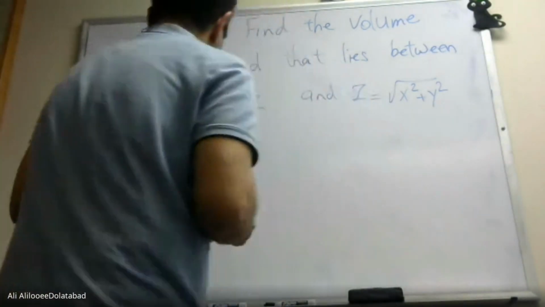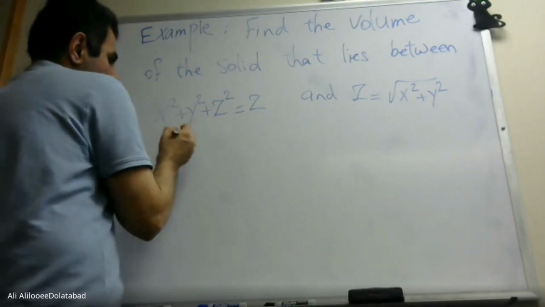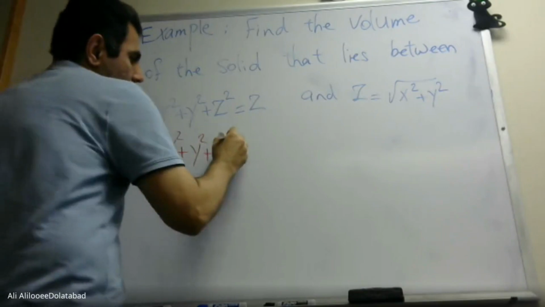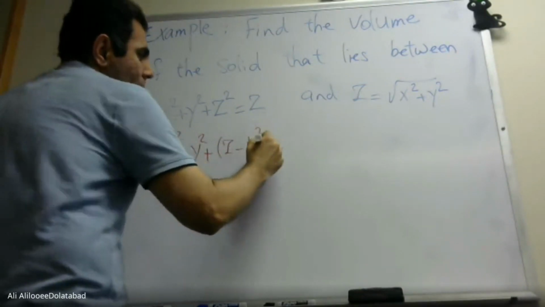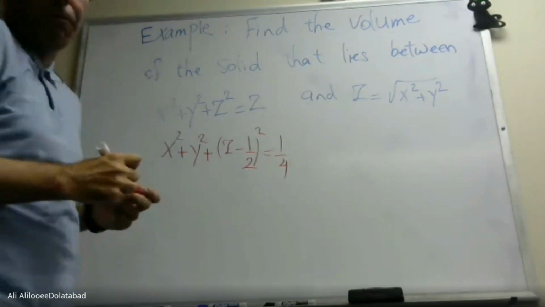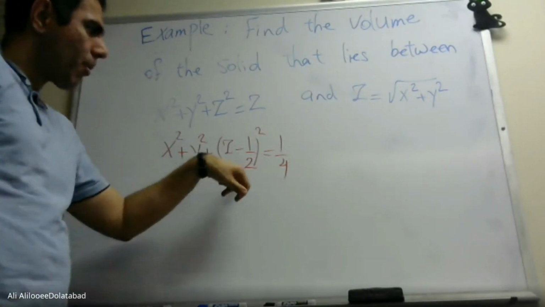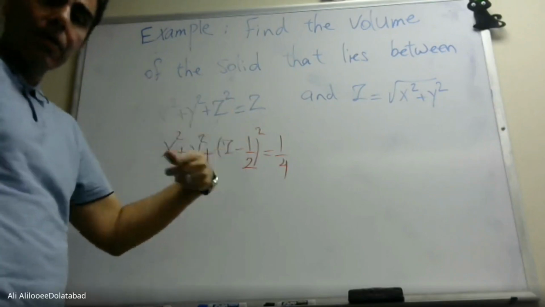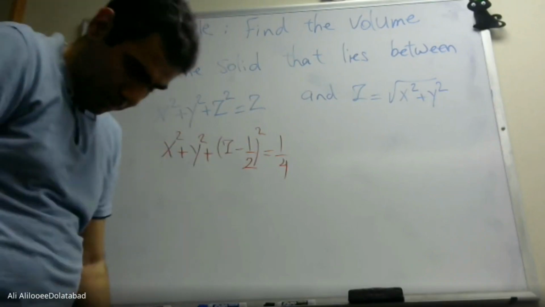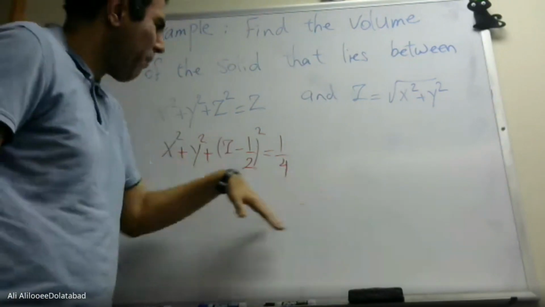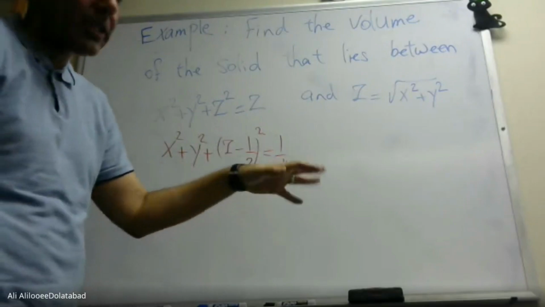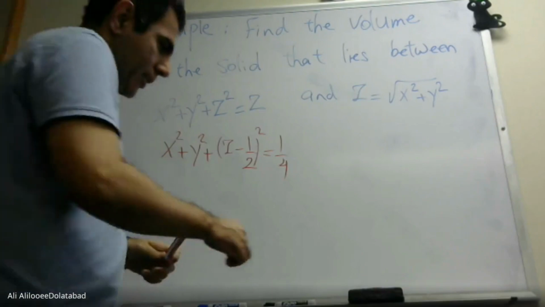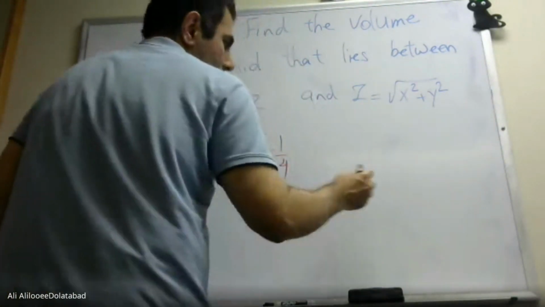Here, if you want to find the center of this one, you can write this guy as y squared plus z minus 1/2 squared equals 1/4. If it is strange for some of you how I got this, you just need to subtract z from both sides and use completing the square. But finding this equation is not necessary. The only thing necessary here is to know the shape of this graph. This graph is a cone. I'm sorry, is a sphere.